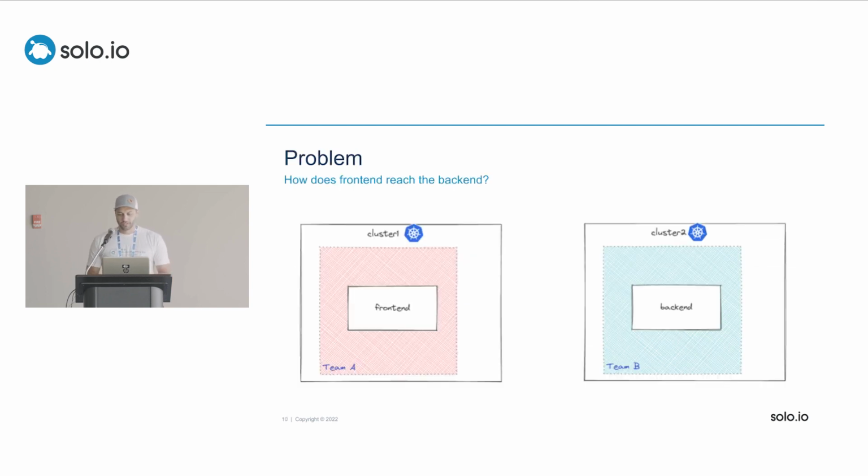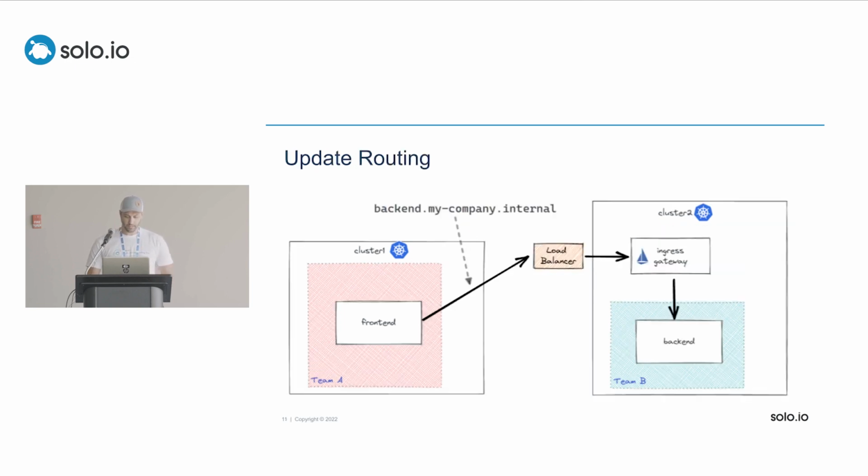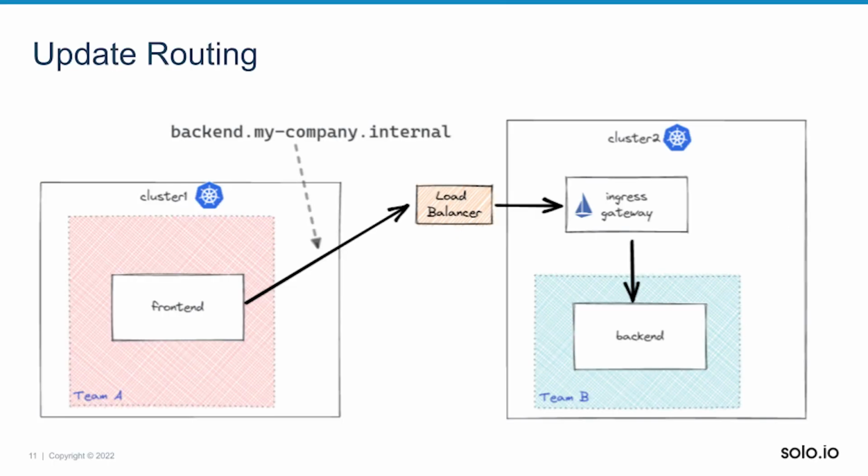But specifically, we're going to focus on some of the routing. So how does the front end reach the back end? It can no longer use that DNS host name that it was using before. And so by one team moving their application, you now have to update your own application. And as you grow, this problem becomes a lot harder at scale. To do this today, you're going to have to change your front-end application to call a load balancer, which then goes through an ingress gateway and then to the back-end application.